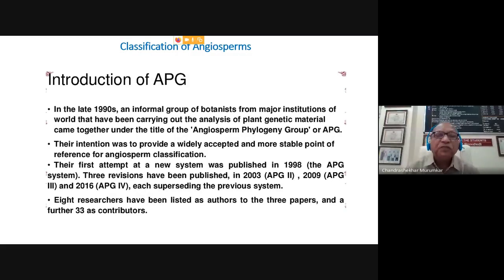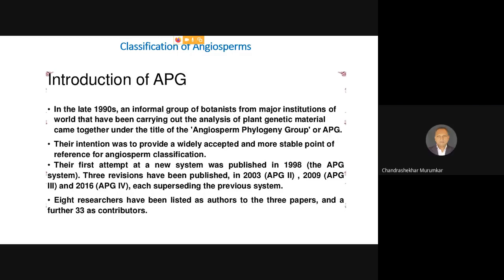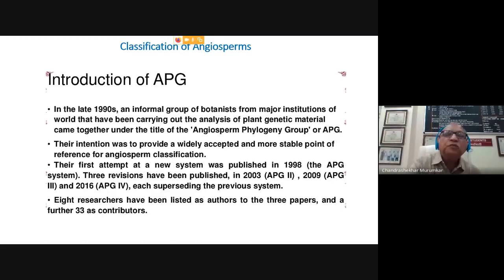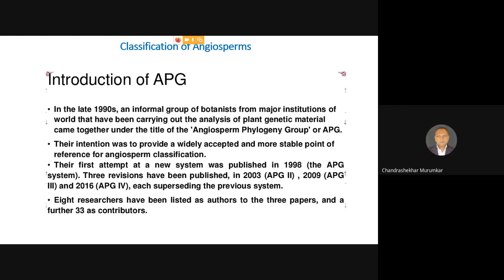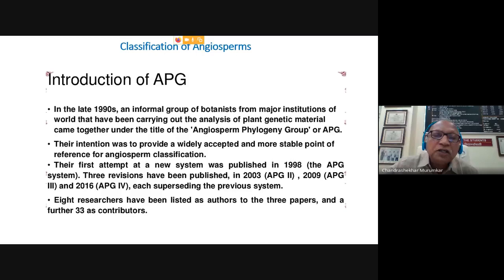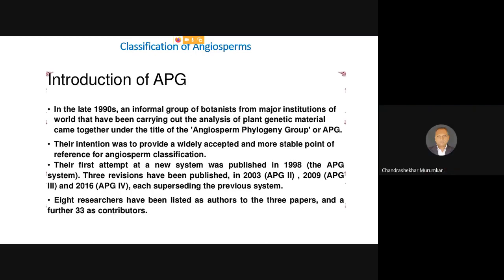So obviously, their intention was to provide a widely accepted and more stable point of reference for angiosperm classification. They were not claiming that this is the only classification. They proposed that this is the way with which the evolution must have taken place at the cytological basis within the genera, within the order, within the family, and that's why we are just describing the strain.